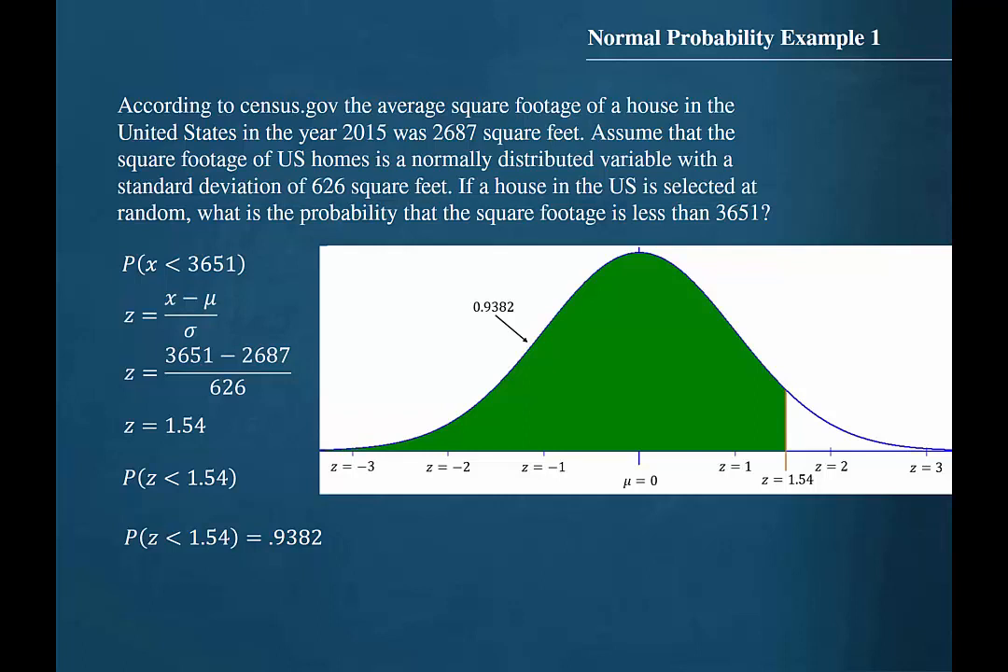This can be stated in another way. Assuming that the square footage of U.S. homes is a normally distributed variable with a mean of 2,687 square feet with a standard deviation of 626 square feet, 93.82% of the homes in the United States would be smaller than 3,651 square feet.